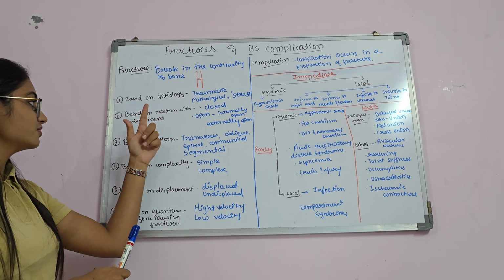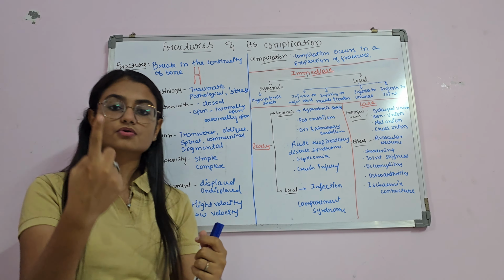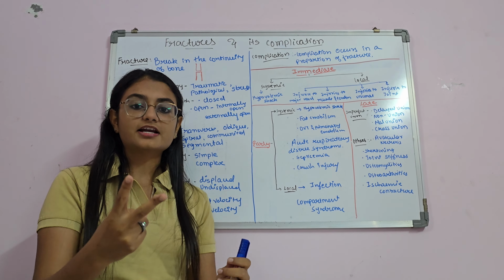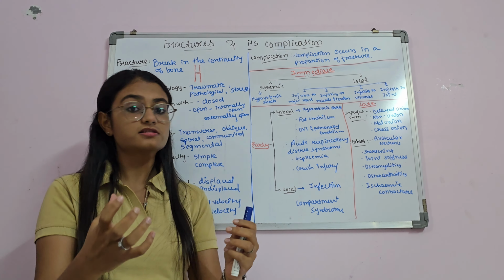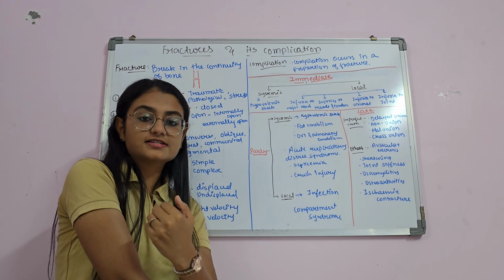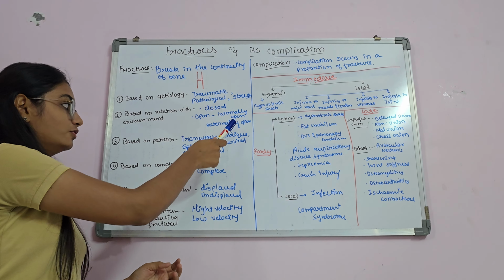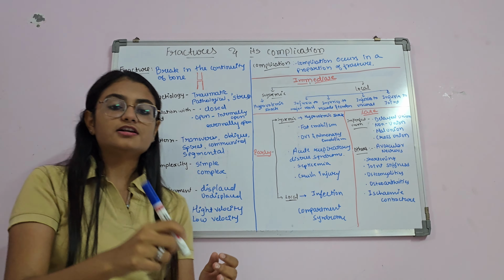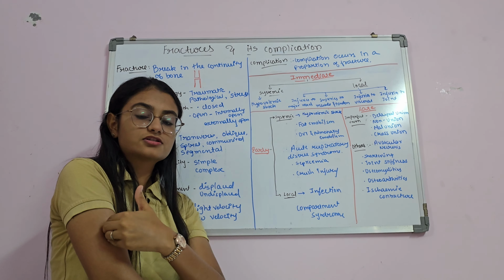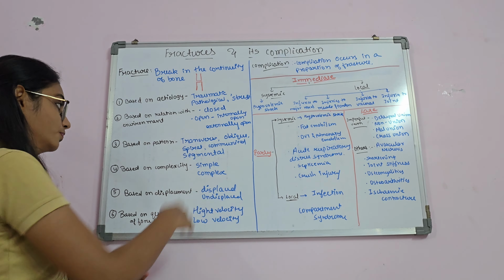The second one is based on relationship with the environment. There are 2: closed and open. Closed means the fracture is inside the body, it doesn't come out. The second one is open, internally open and externally open. Internally open means the fracture fragments come out of the body from inside. Externally open, for example a gunshot injury, where an object comes and hits the body and that leads to the fracture, is known as externally open.